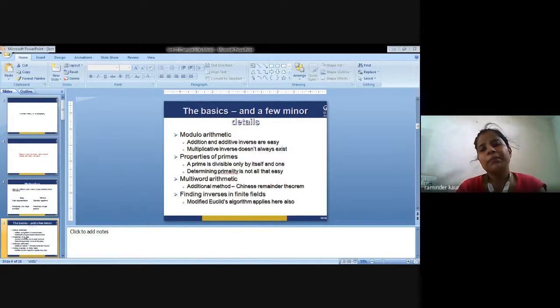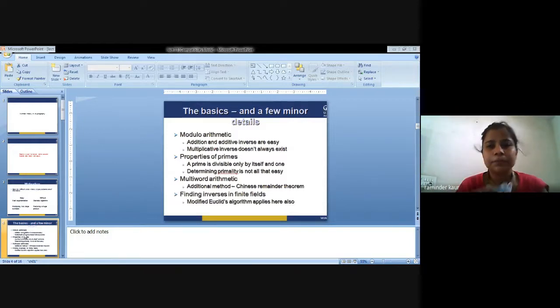Next, properties of prime numbers. So what is the property of prime numbers? A prime is divisible only by itself and 1. Determining primality is not all that easy. Next is multi-word arithmetic, an additional method in which we can use the Chinese remainder theorem, and the Chinese remainder theorem is in your 5th unit. I will discuss the Chinese remainder theorem in the upcoming lectures.